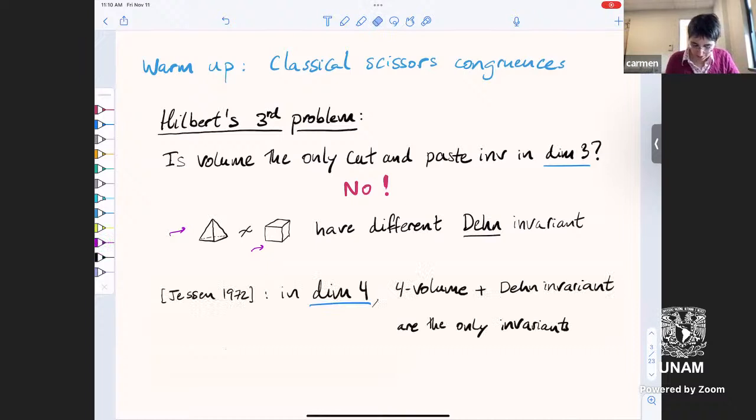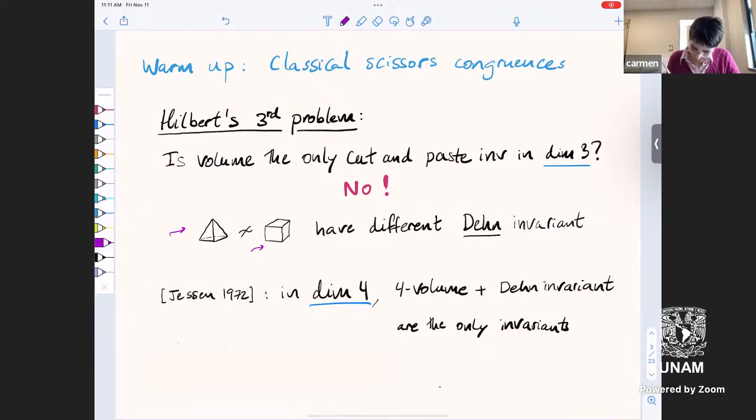Going up in dimensions a little bit more. Again, Renee mentioned all of this, but it's good to have a recap. In dimension 4, there's a generalized notion of volume, a generalized notion of invariants, and Jensen proved in the 70s that these are the only cut and paste invariants.